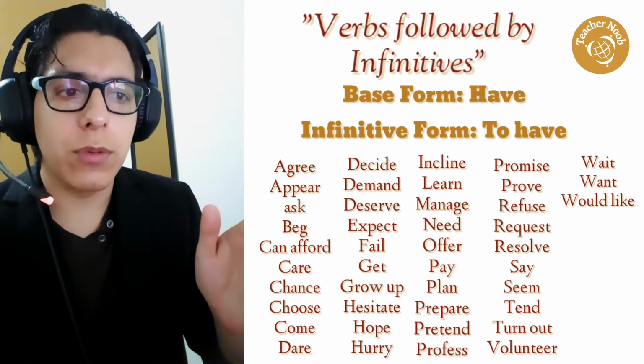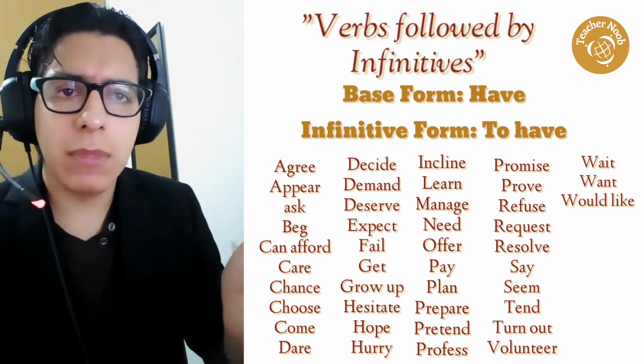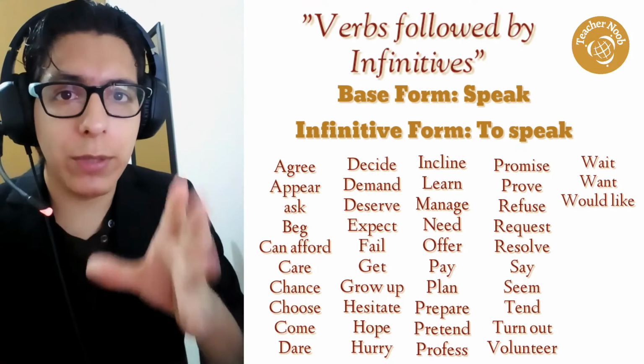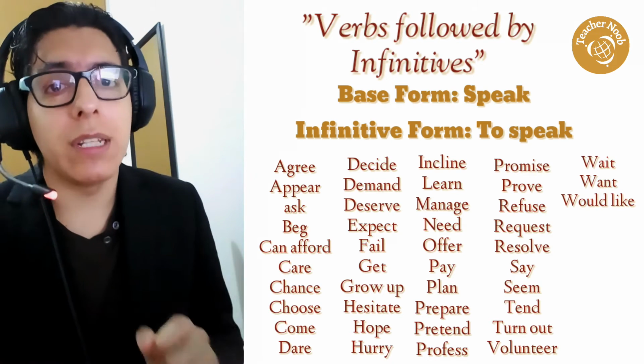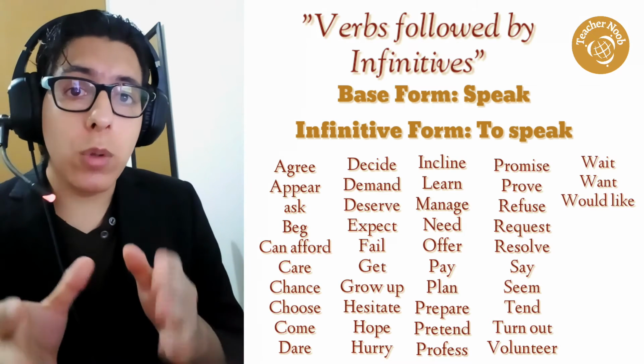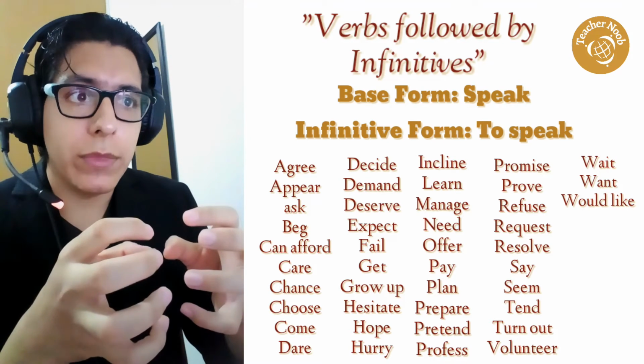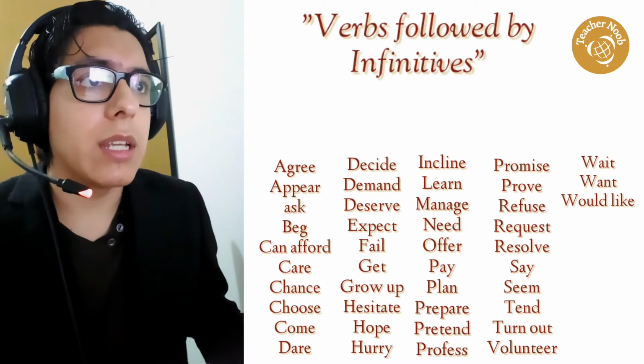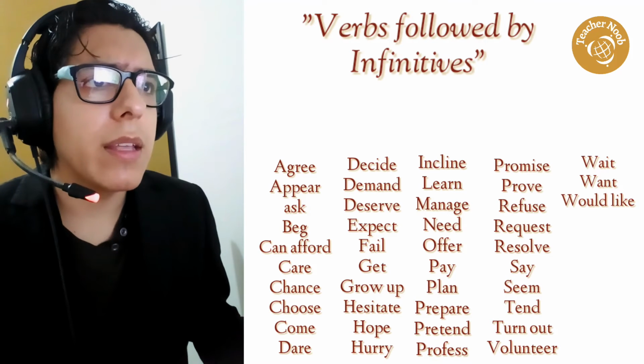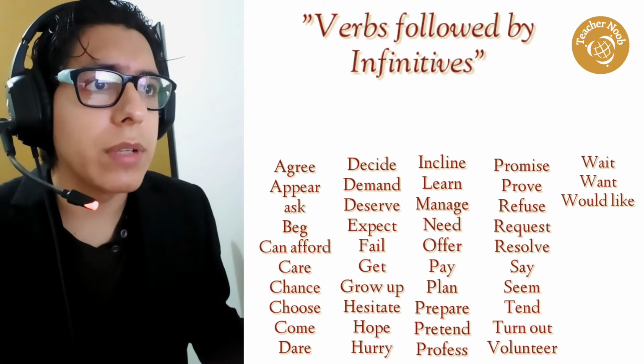For example, if you want to say have, to have, speak, to speak. This is the infinitive form. This is the most common way that we use when we try to put the verbs together. For example, let's check this thing out. Let me check one example that we can give.